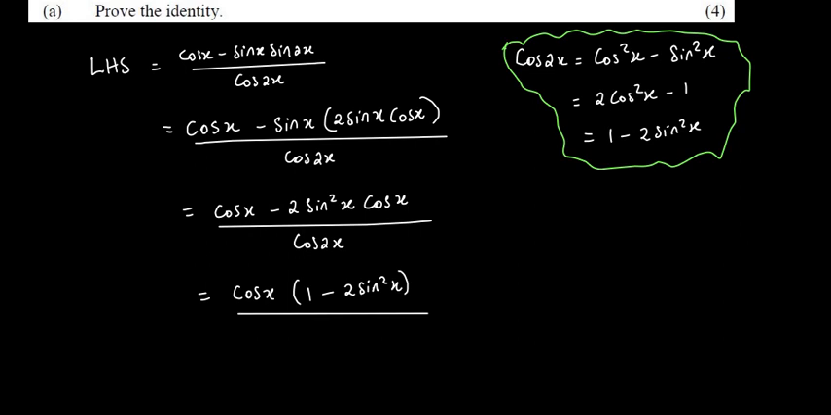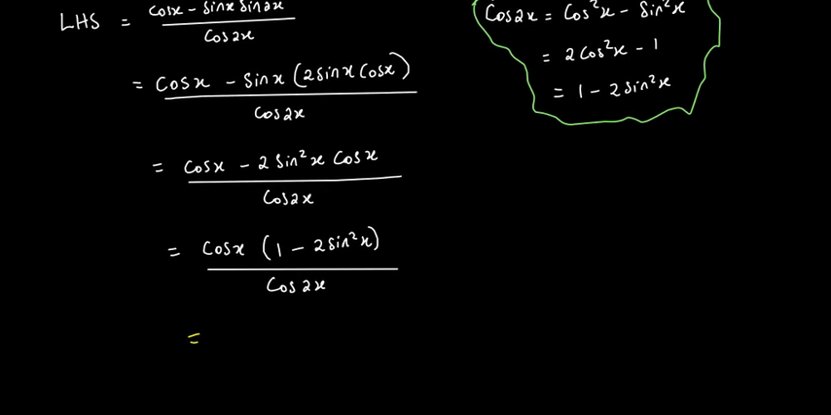Good people, trig identities are nice. What do you realize here on 1 minus 2 sine squared x? Isn't it this one? So because it is this one, we can actually rewrite it as cos 2x, okay? And then here you have cos 2x. They cancel, right? Your final answer will be cos x, which should be equal to the right hand side. Didn't they say x there? Yes, they said x.